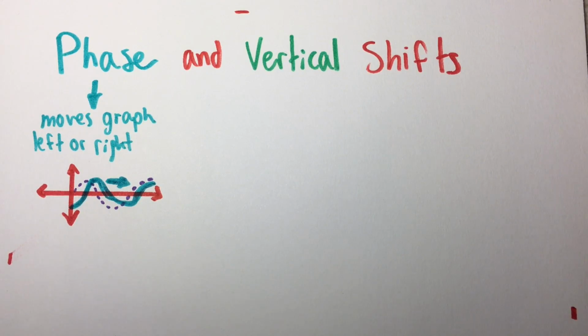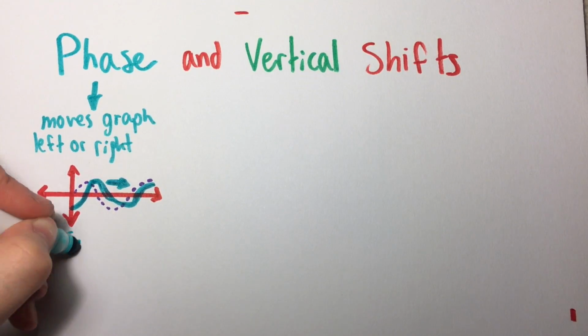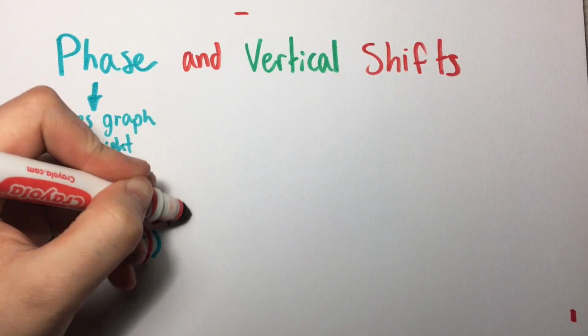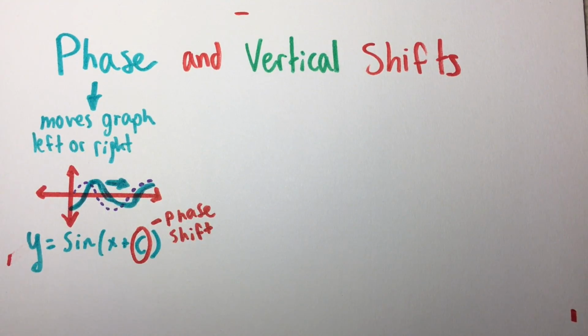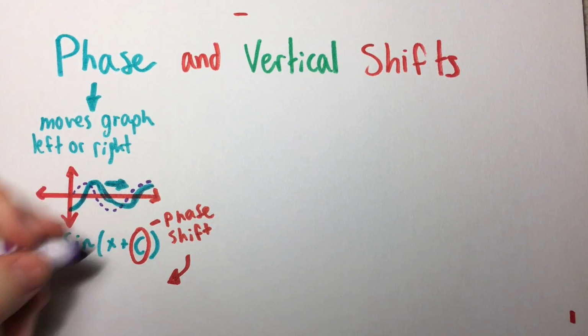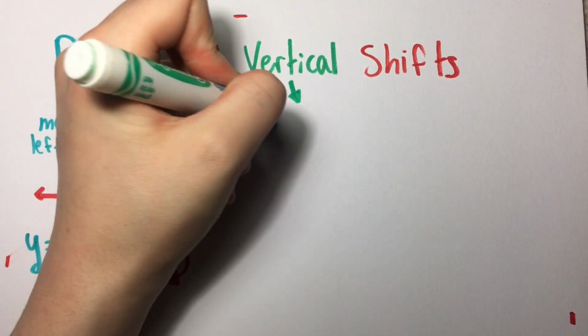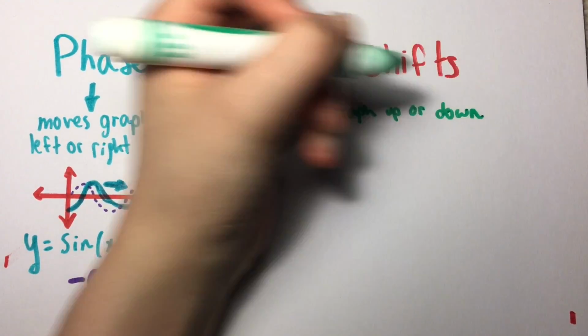So again, starting with our basic equation y equals sine of x, we're going to add a new value, keeping it in parentheses with the x. This new variable is c, which represents the phase shift. If you're given an equation, you can calculate the phase shift by taking the opposite of c and dividing it by b, being the period length.